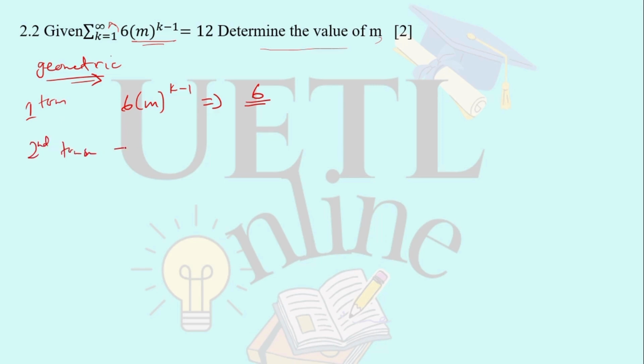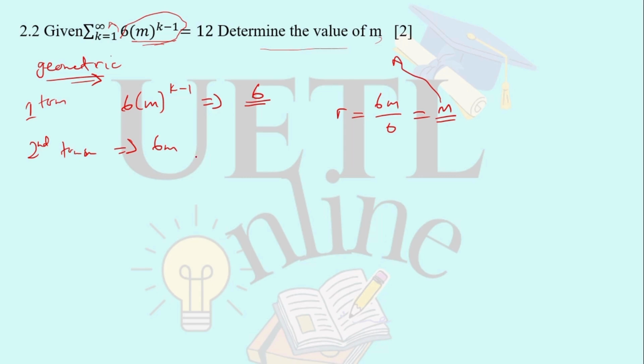For the second term we just substitute k equals 2 into this expression. We're going to get our second term as 6m. To find the common ratio, we just say second term divided by first term. So this is 6m over 6. Now we know that our common ratio is m, and m is what we are supposed to find here. So now it's easy.